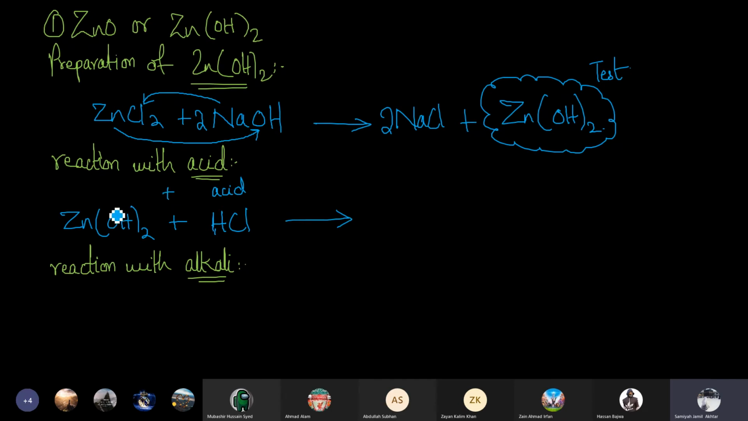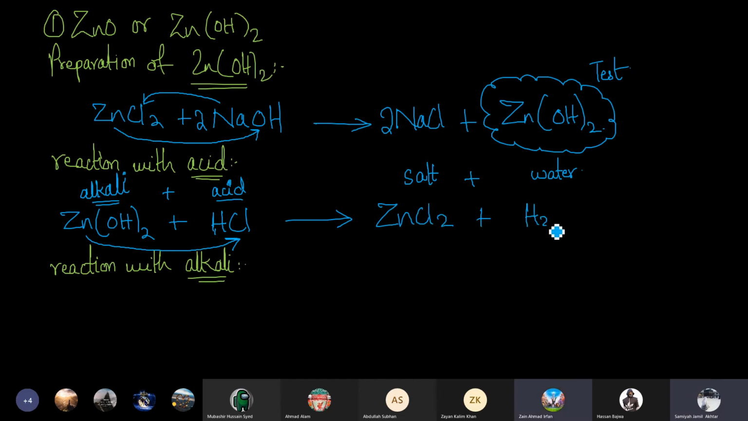Now when we react zinc hydroxide with acid, listen carefully. When we react it with acid, it behaves like an alkali. And when acid and alkali react with each other, we know that they form salt and water. In this case, the salt which is formed is zinc chloride, so zinc chloride will form plus water.